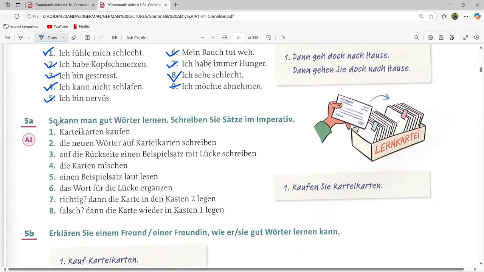We go down and solve the next one. So "Wörter lernen," can you learn good words, or this is a good way to learn words. "Schreiben Sie Sätze im Imperativ." Write the sentences in the imperative. Okay, so let us see what options we have.